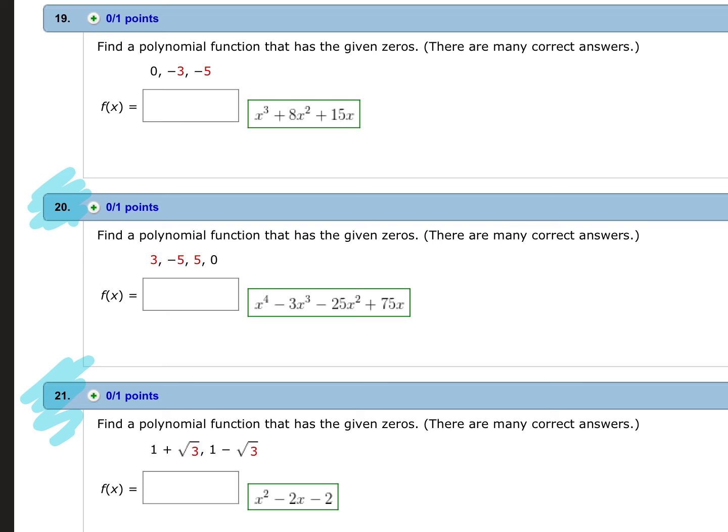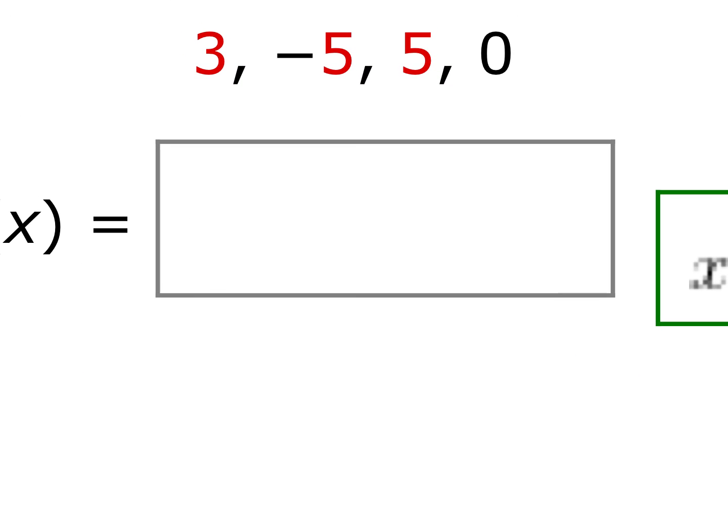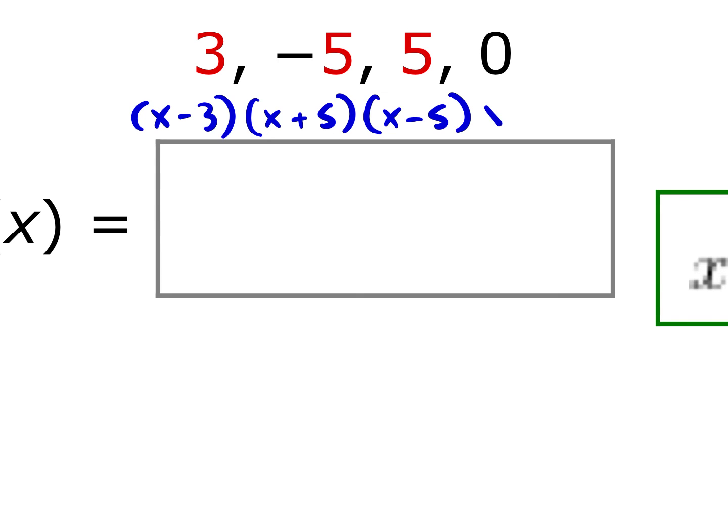So 20 is the one where we have to work backwards. We're given the zeros and we have to come up with the polynomial. So how would I start? Anybody remember from Friday? Awesome. We changed the sign, so it's x minus 3, x plus 5, x minus 5. And then what do I do for just the 0? It's just an x. Perfect. Because it would be like x minus 0, but we don't put x minus 0. It would just be x.